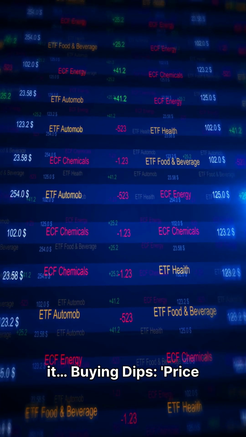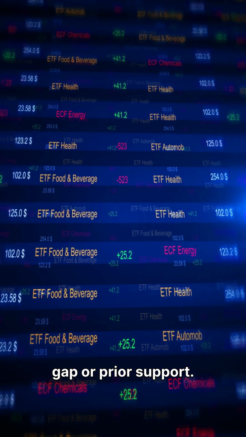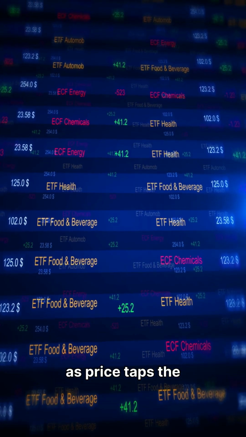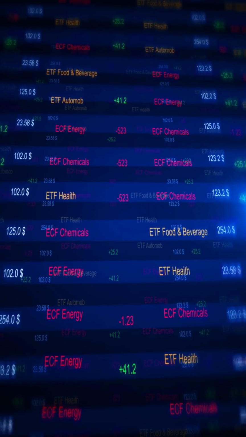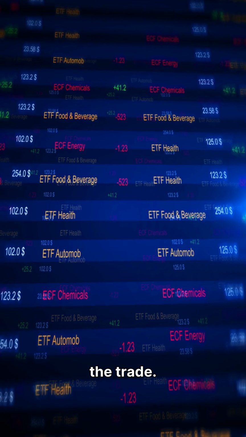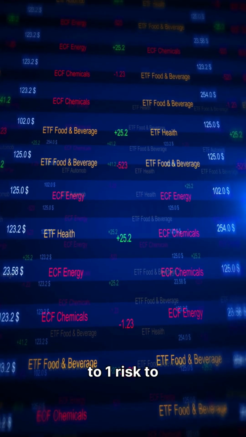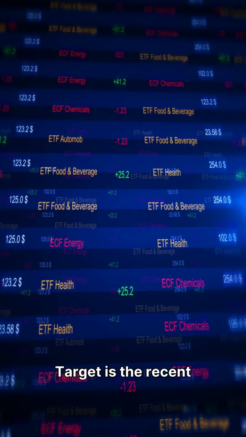Buying dips. Price runs up, pulls back into a fair value gap or prior support. I enter as soon as price taps the level. No hesitation. No candle confirmation. If I've mapped the zone correctly, I make the trade. Place stop below the gap at -5 to 1 risk to reward. Target is the recent high.